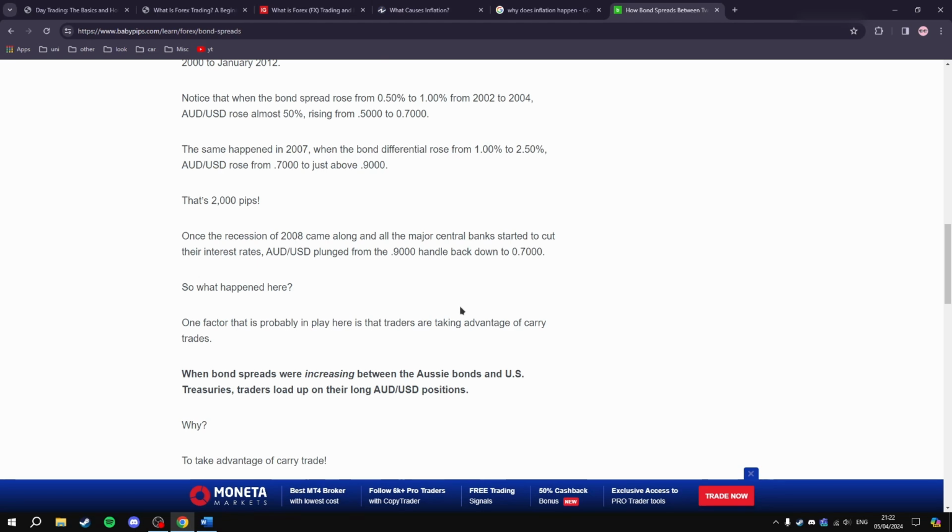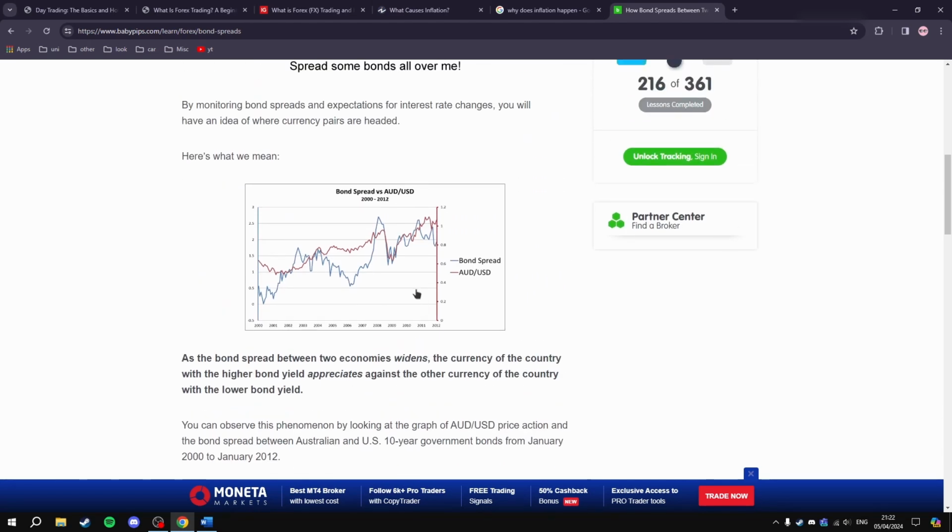Once the recession of 2008 came along, with all the major central banks starting to cut the interest rates, AUD/USD plunged from the 0.9 handle back to 0.7. So from here to here.